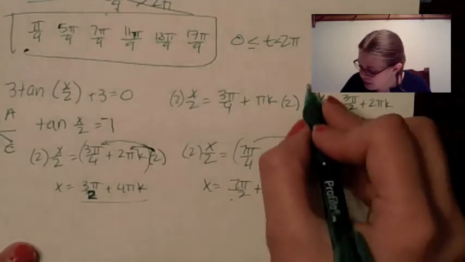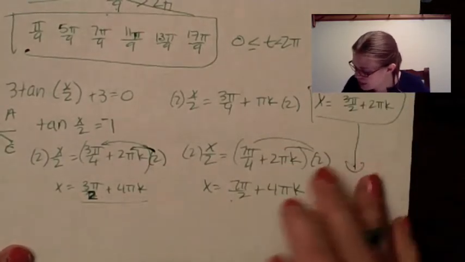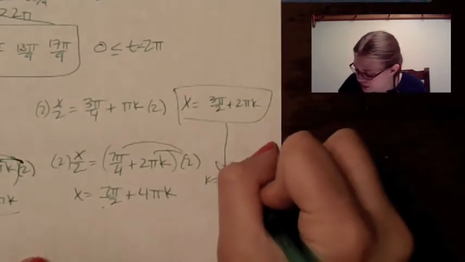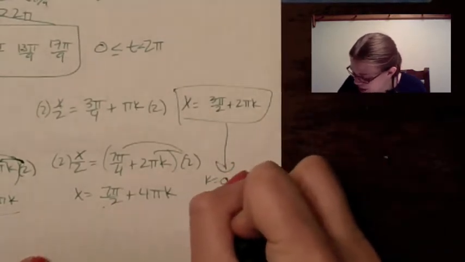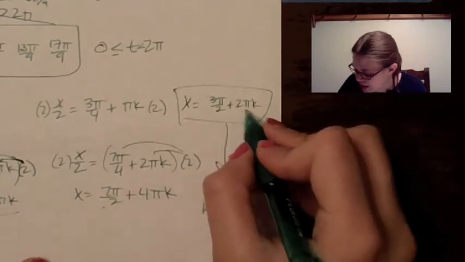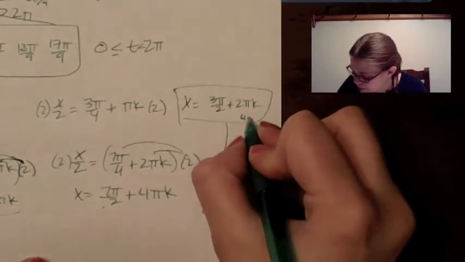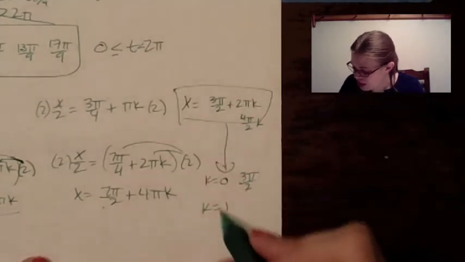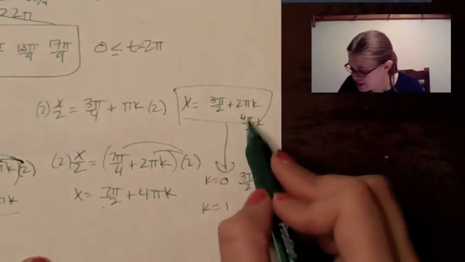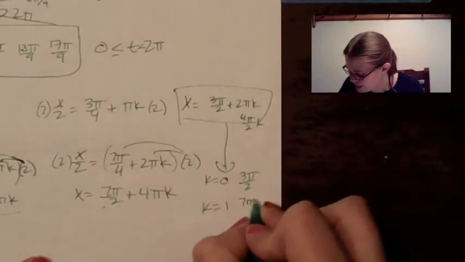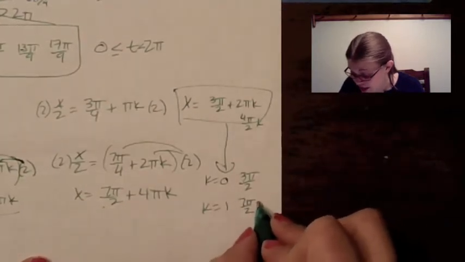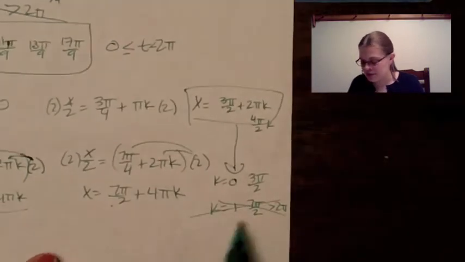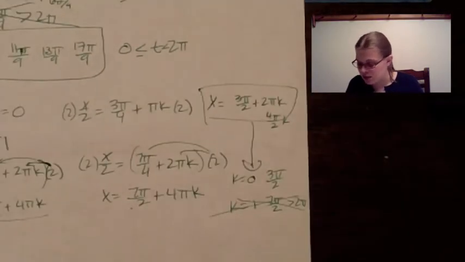So if we plug in k equals 0 here, then I get 3 pi halves. If I plug in k equals 1, this is really 4 pi halves, okay? So then if I plug in 1, I'm going to have 3 pi halves plus 4 pi halves, which is 7 pi halves. But notice 7 pi halves is past 2 pi, so I don't include that one.